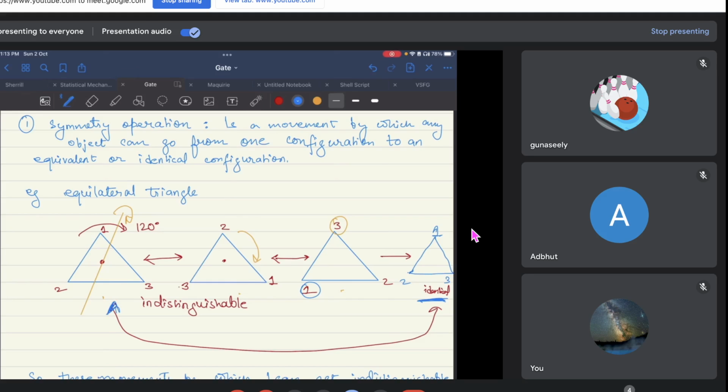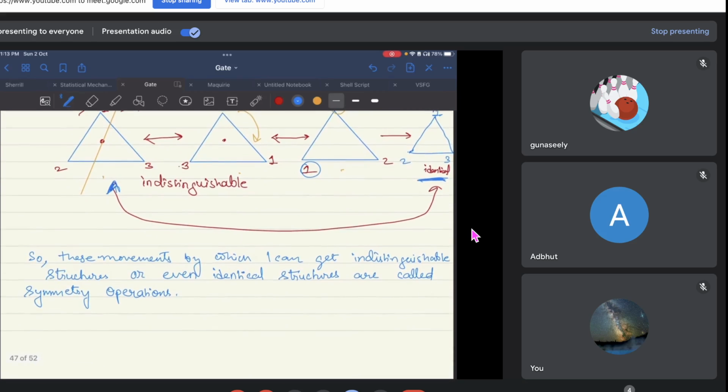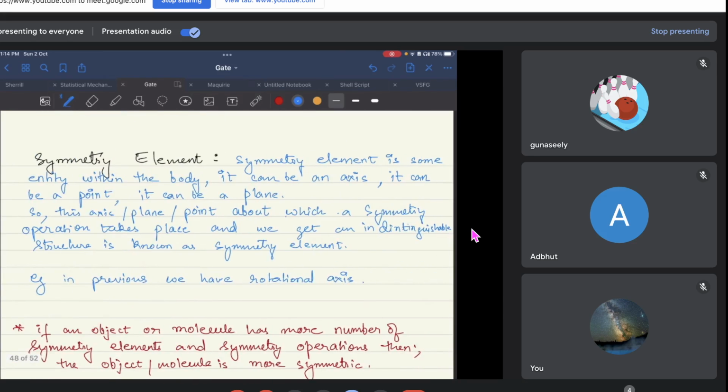Okay, so this is the example with the equilateral triangle. You can understand and apply it to any molecule. Okay, and so these movements by which I can get indistinguishable structures or even identical structures are called the symmetry operations. Okay, so these are the symmetry operations. Now let's move on to what symmetry elements are.